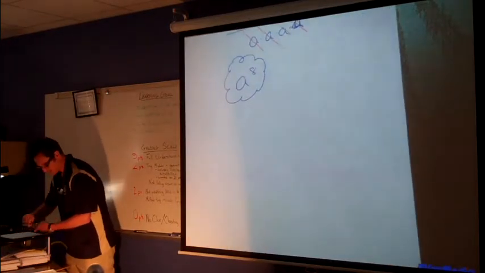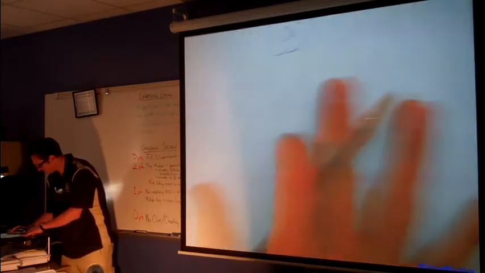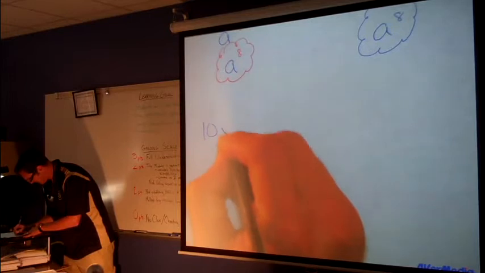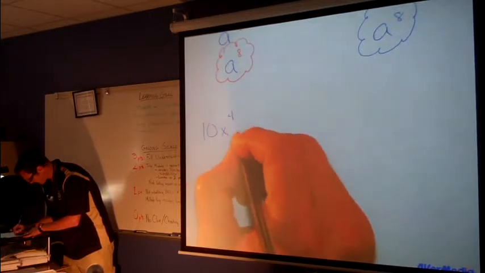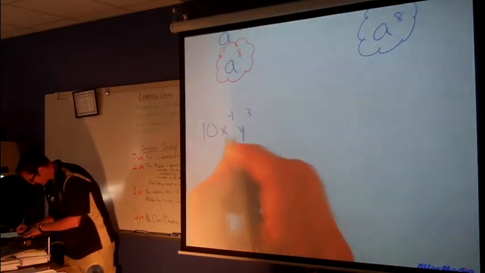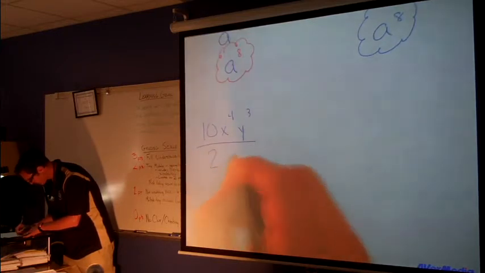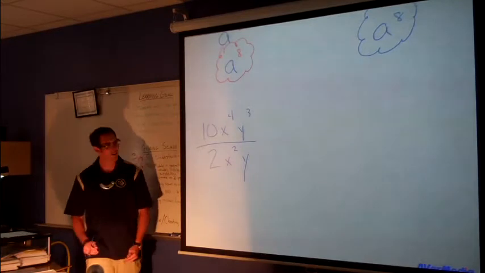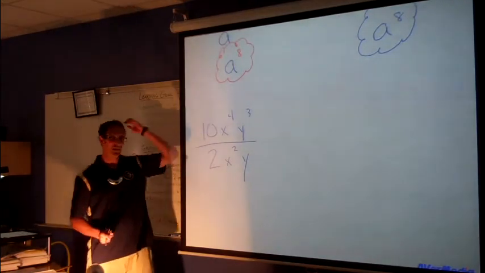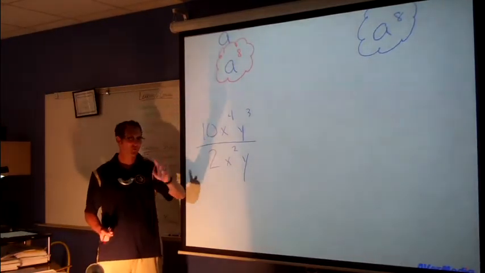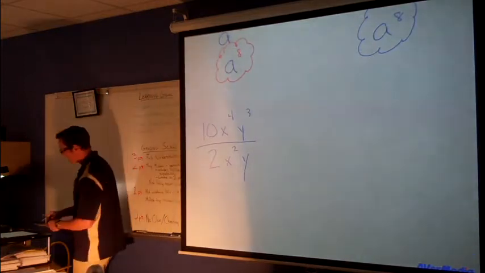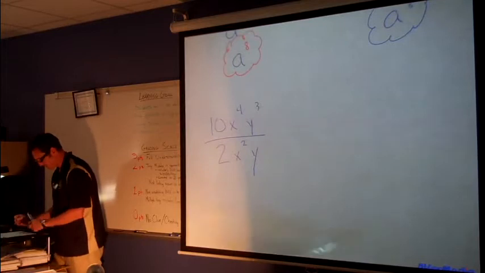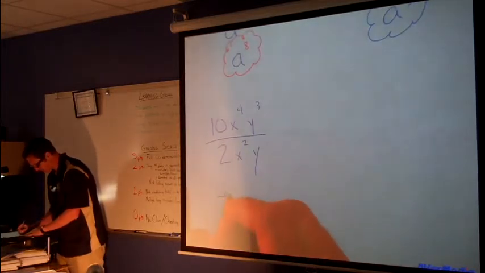So here's the next example. It's going to look a little crazy. What if we had 10 x to the 4th power, y to the 3rd power, all that over 2x squared y. Okay, so if you want to look at this example with the law of exponents, you have to remember something about fractions and how they relate with multiplying. So let's look at this in the way of law of exponents.